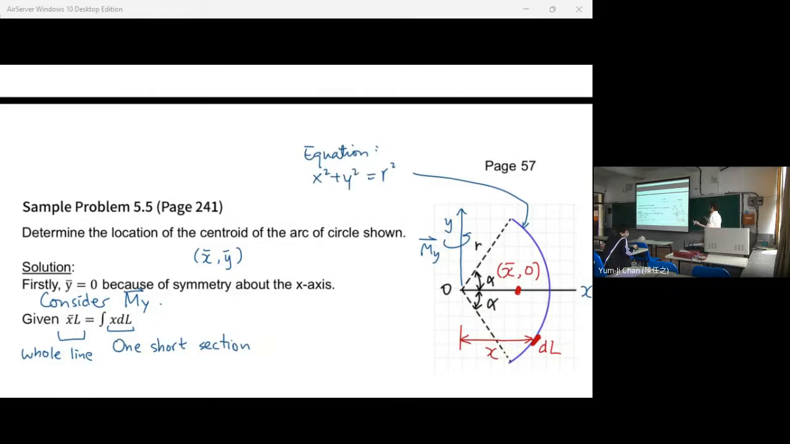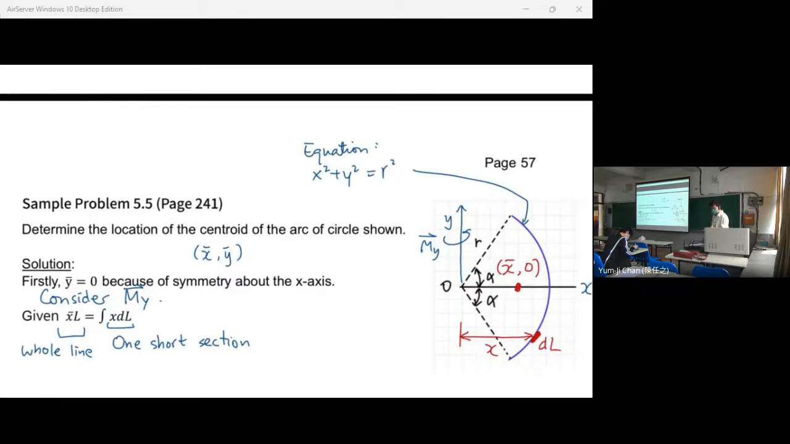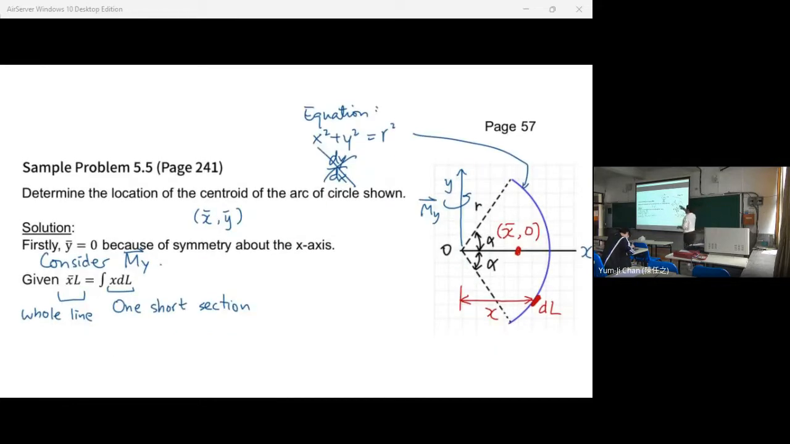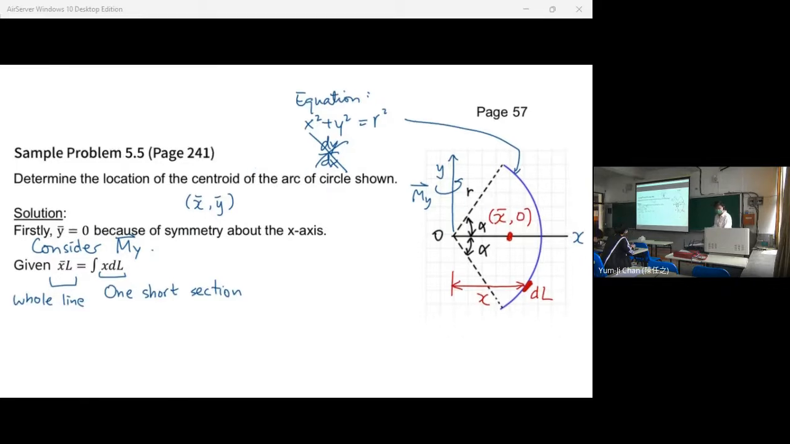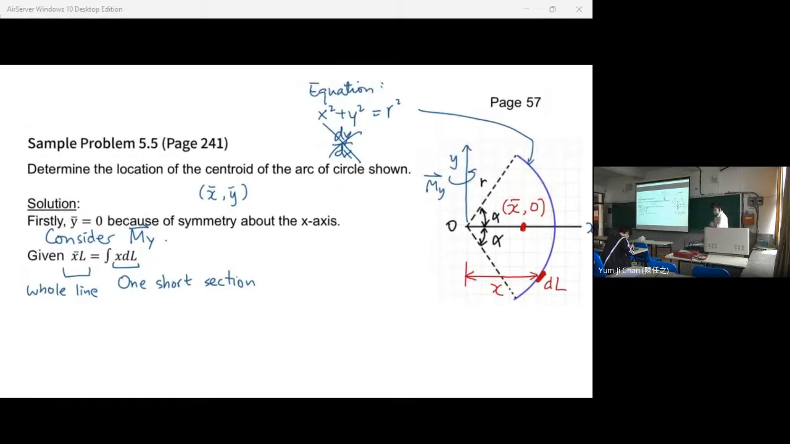So it is difficult to get dy dx. So we don't use this because it is very difficult to get dy dx, because the equation of a circle is x squared plus y squared is equal to r squared, right? So what do we do? We work on a different way.